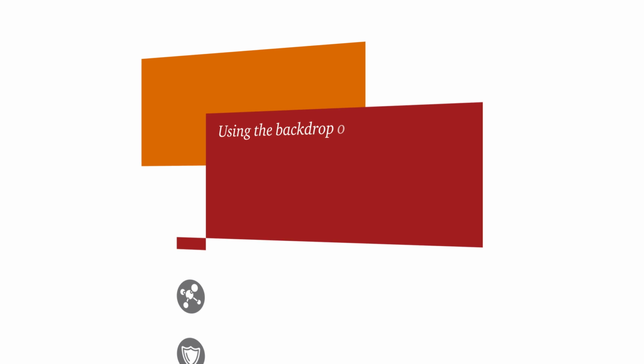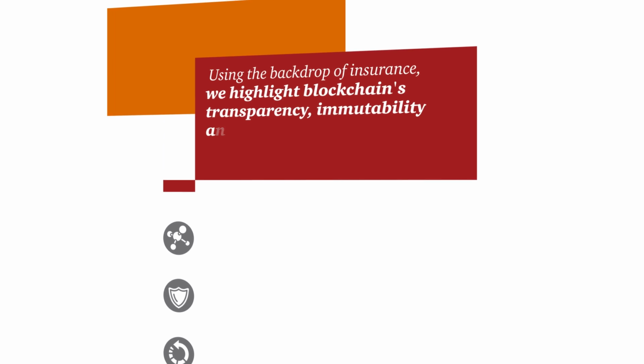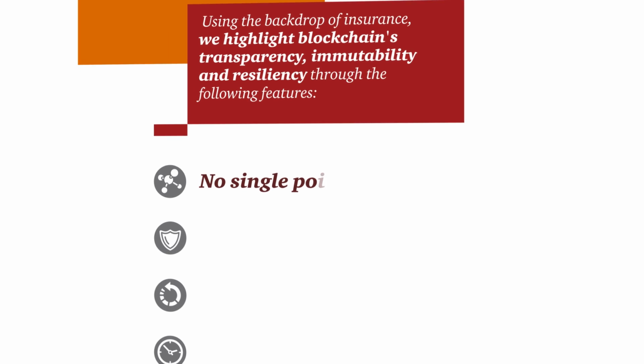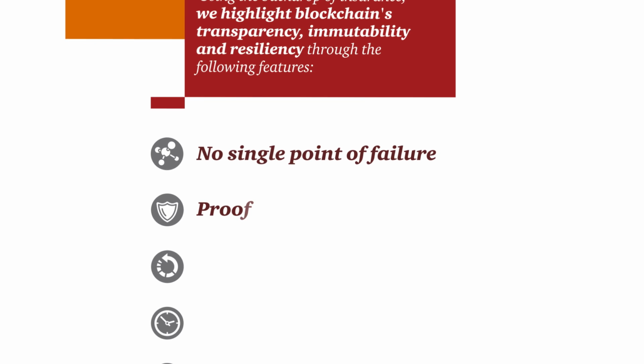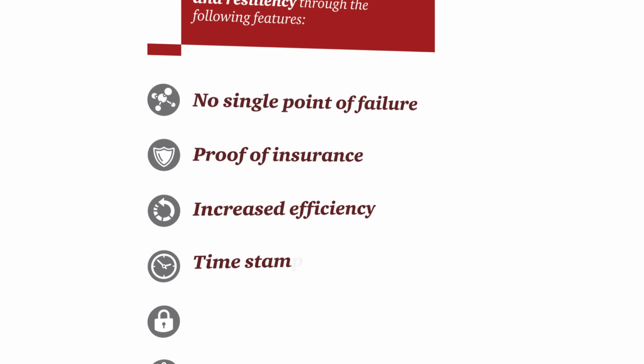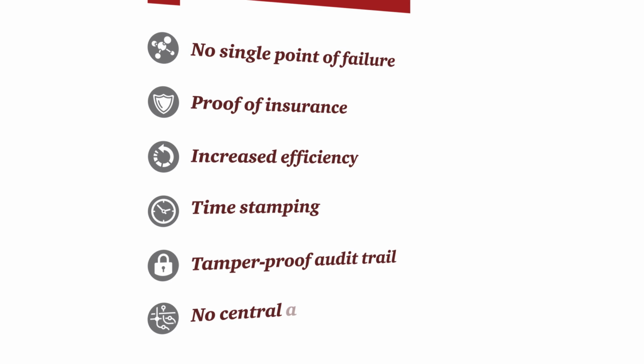Using the backdrop of insurance, we highlight blockchain's transparency, immutability, and resiliency through the following features. No single point of failure. Proof of insurance. Increased efficiency. Time stamping. Tamper-proof audit trail. No central authority.